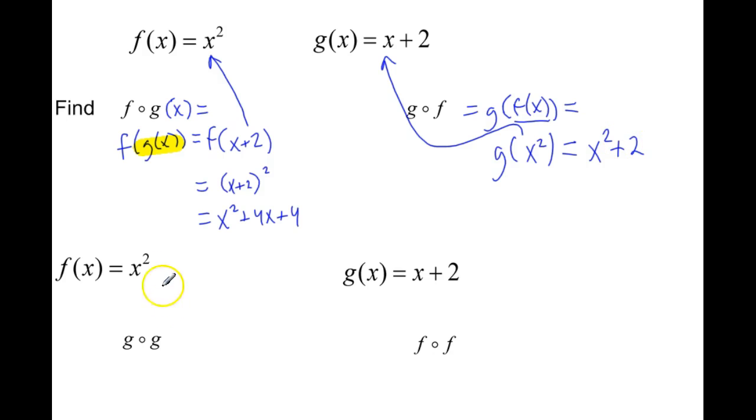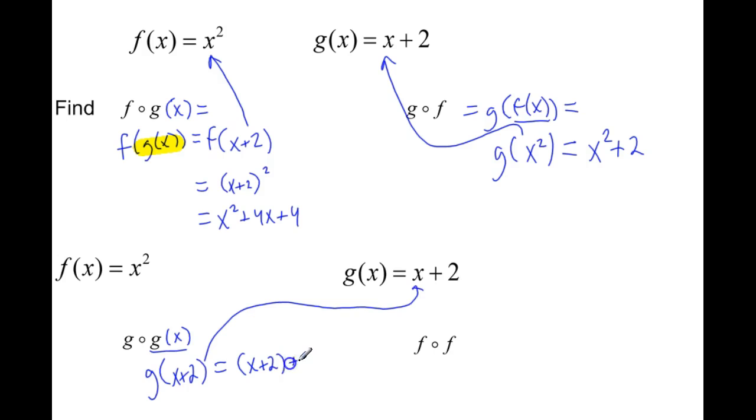And so what's weird is you can also plug in g of g of x, so to speak. So first we're going to plug in g of x. That would be g of, what is g of x? g of x is x plus 2. Now we're going to plug that back into the g function wherever there's an x. And when you do that, you get x plus 2, plus 2, which is really x plus 4.